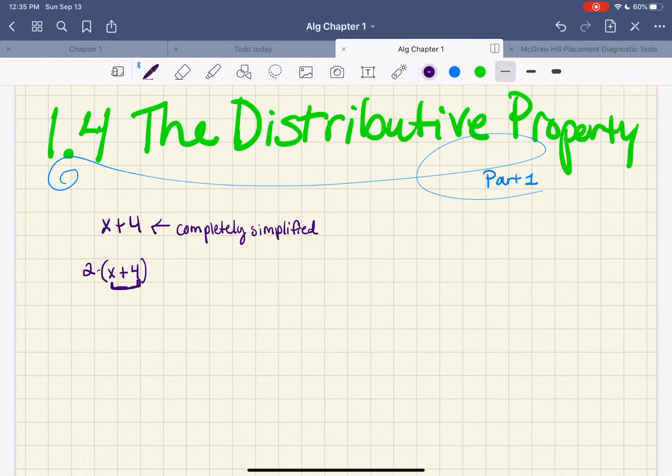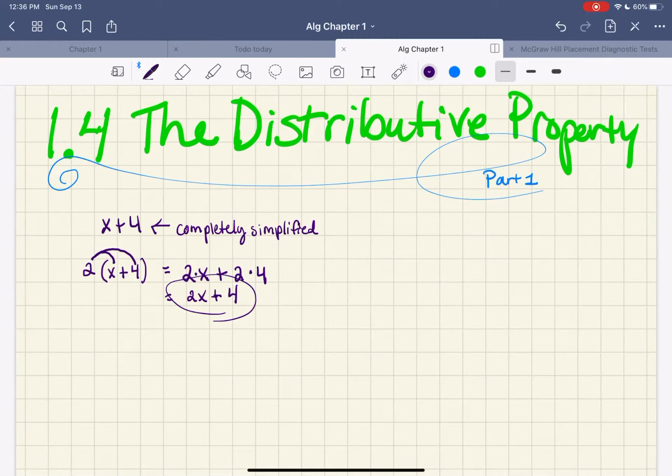So I have to figure out how I'm going to do 2 times (x plus 4). The answer is we are going to use the distributive property. So the distributive property is where you take the 2 and you multiply it by the x, and then you take the 2 and you multiply it by the 4 as well. And that's going to give me 2x, 2 times x, plus 2 times 4. So I get that equal to 2x plus 8.